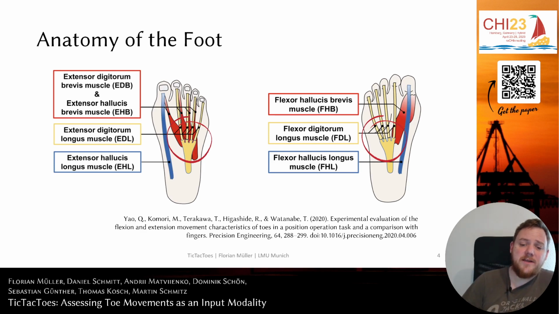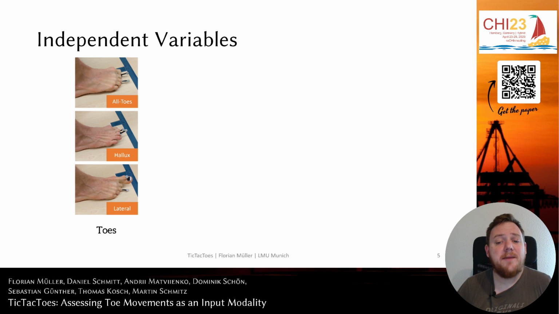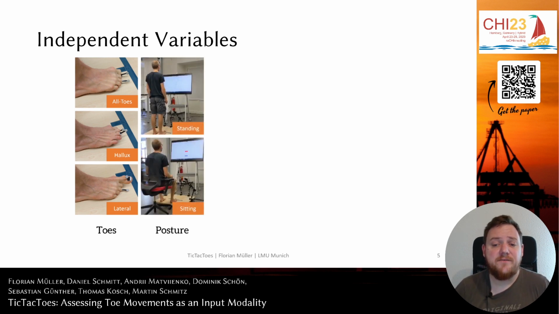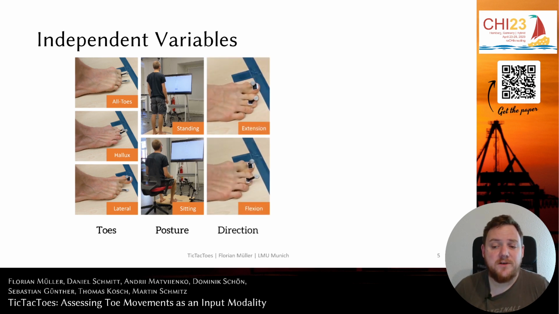For this, we varied five independent variables. The first one was the toes used for interaction, which we varied between the big toe, which is also named hallux in the medical literature, the remaining lateral toes and all toes together. As the foot and our toes are obviously involved in the process of keeping our balance while we are standing, we also varied the posture as a second variable between standing and sitting. Third, we varied the direction of the interaction between extension and flexion, so upward movements of the toes or downward grabbing movements.